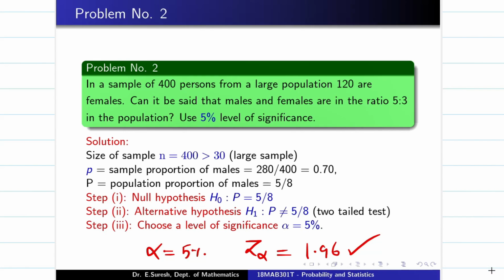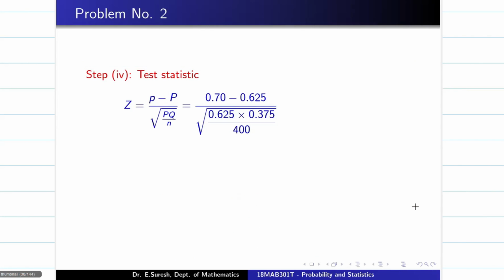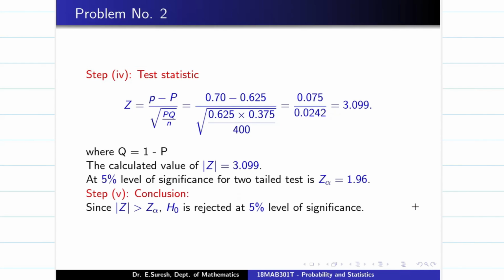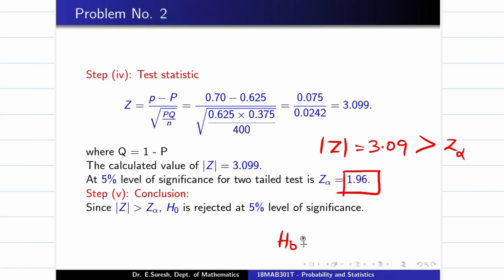So alpha is equal to 5%. Z alpha is equal to 1.96. So now we'll go into the slides. Yeah. So once you substitute, you found modulus Z value is 3.09 at 5% level, two tail 1.96. So it is greater than Z alpha. So I have to reject H naught.